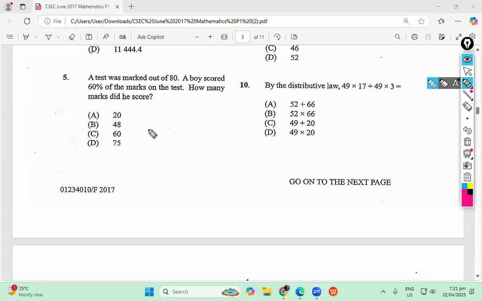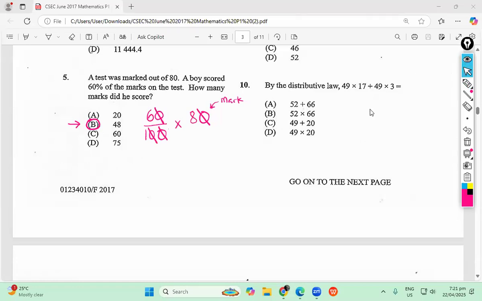Number 5, you're just trying to find a percentage of something here. So you're trying to find 60% of 80. 60 over 100 multiplied by 80, because this is the amount of marks. You're trying to find 60% of that amount of marks. This 0 will cancel out with this 0. Oh, this is really easy. The answer is 48, right? 6 by 8 is 48. The answer would be B.